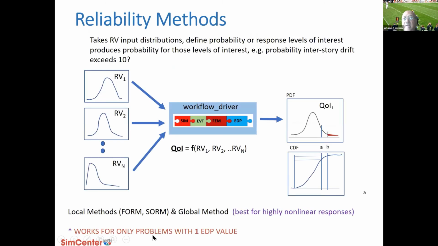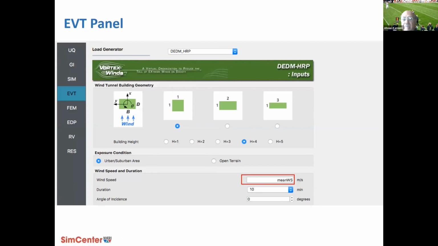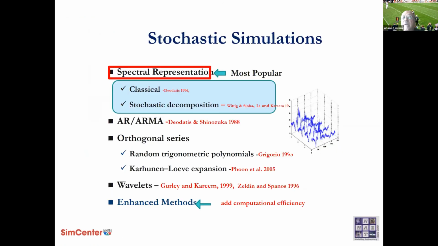And we can also run it through Tagora to get reliability analysis or do sensitivity analysis of our variables. Of course, stochastic simulation plays another role. We can stochastically simulate a lot of loads, and here is a summary of those. The most popular method is the spectral representation method.